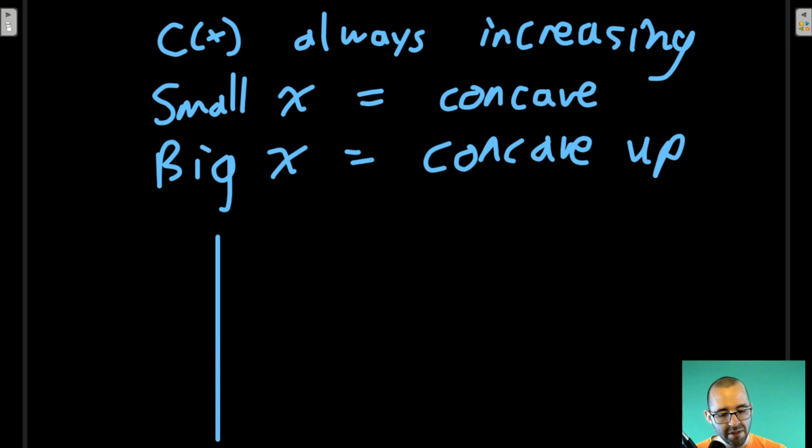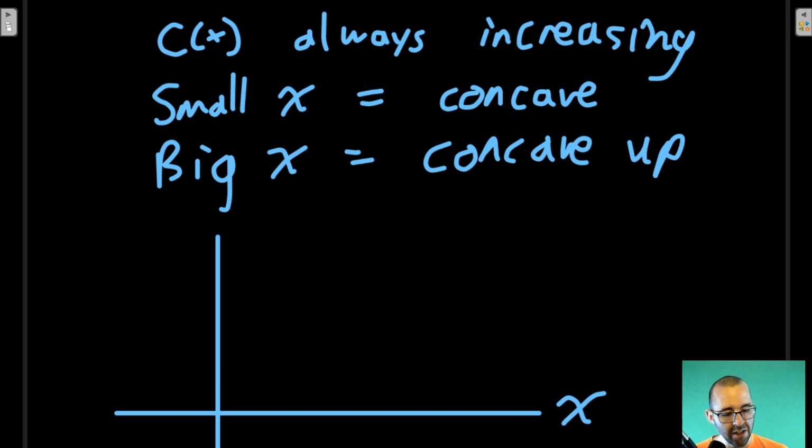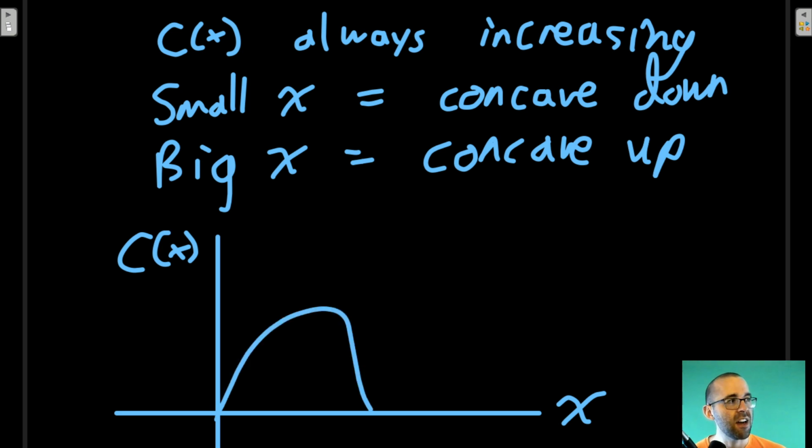We're going to go over here to our graph. And again, this x-axis will be how many units we're producing, and the y-axis is going to be our cost. So it always needs to be going up, and it's going to start off as concave down. It's going to end with concave up. So remember, it's going to start off concave down. That's like a downwards parabola. But this is not a good graph, because this is not always increasing, right? This is going down right here.